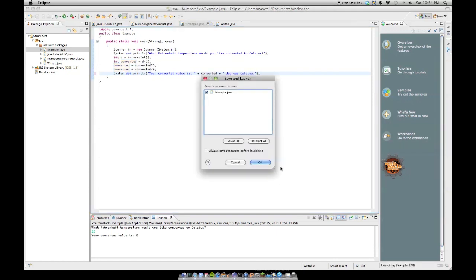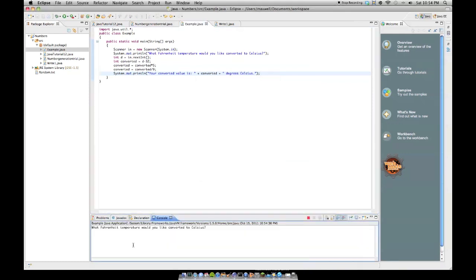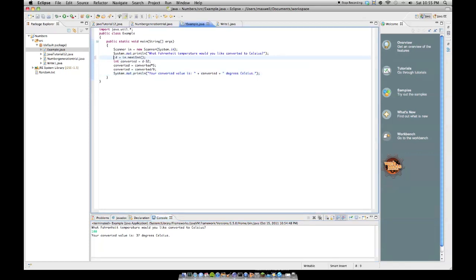So now if we run it, say we enter 32, 0 degrees Celsius. Now, say we do 52, 11 degrees Celsius. And say we do 100, 37. Now, I would like to point out an issue here. 100 converted to Celsius is actually 37.7777, recurring. And the problem is that we used an int here. Now, if we used a double, we get more precision. It truncates, I suppose, rather than rounding.